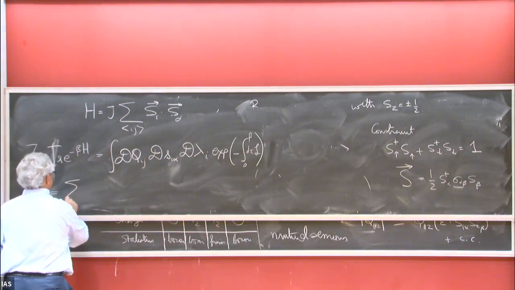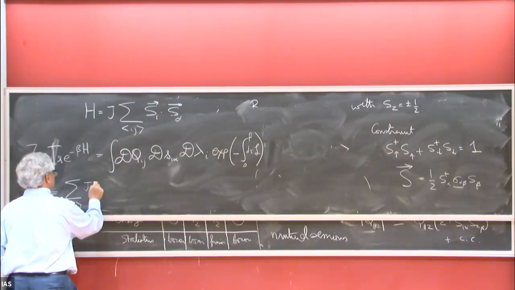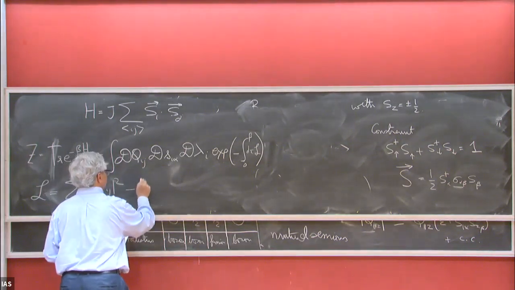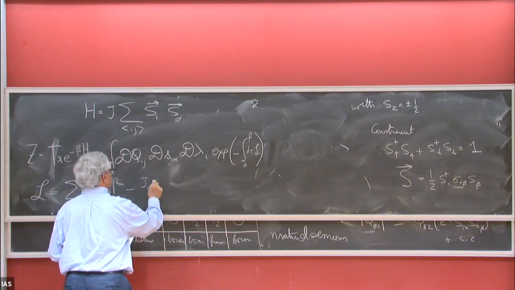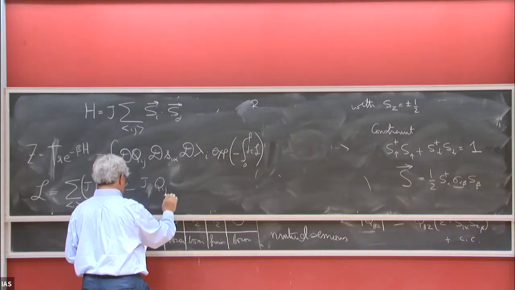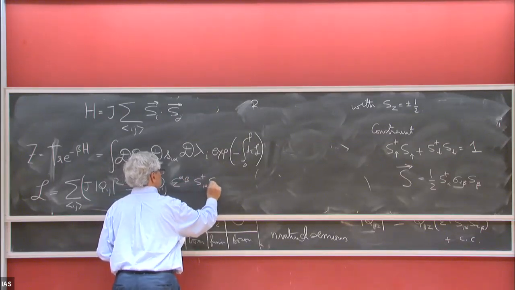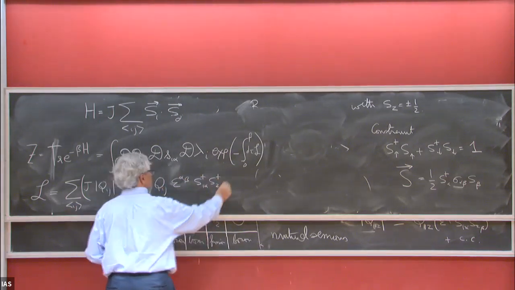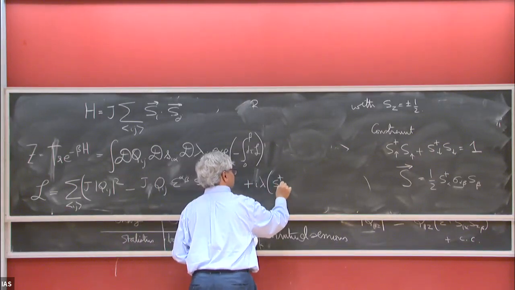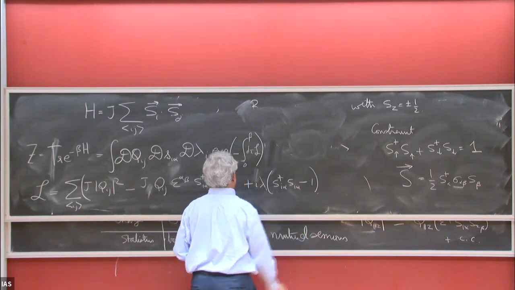Okay, so there's a bond variable, sum on ij, 2ij squared. Okay, get the factor of 2 here, minus jij. Then I have plus i lambda i, S alpha S alpha minus 1. That's it. Sum on i.